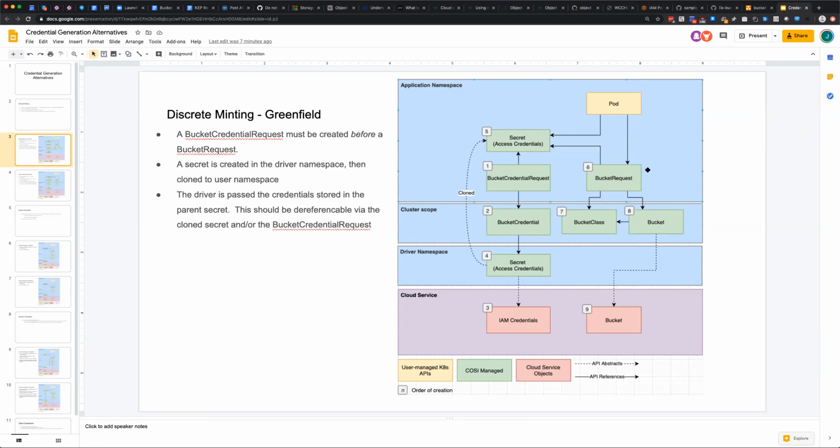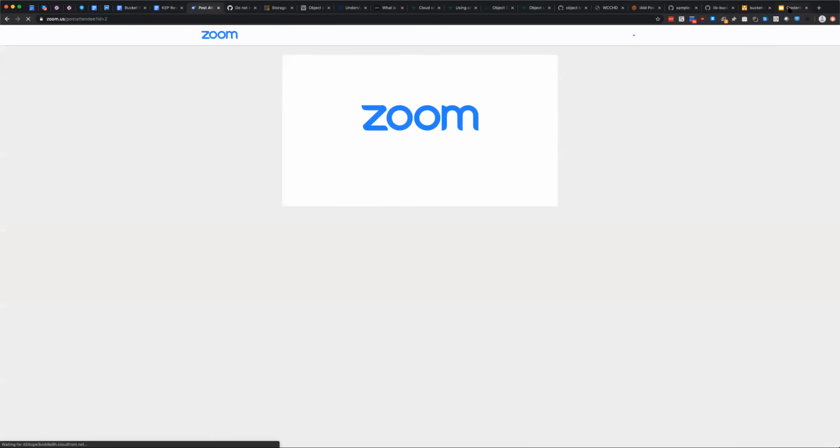The mechanism used to pass them to the driver is that they will have to be created. This is just a factor of the automation anyway. The driver will have to create the secret with the credentials in its own namespace. A central controller will have to clone that secret to a user's namespace, and this is part of the minimally privileged driver philosophy.